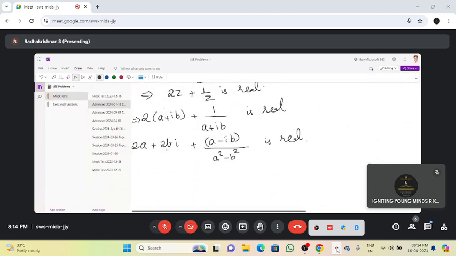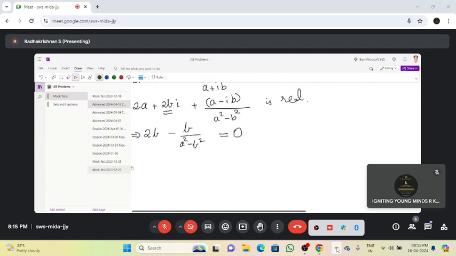what are the imaginary parts here? 2b. Here it is minus b divided by a square minus b square. So this is the imaginary part, 2b minus ib by a square minus b square, and this should be equal to 0, because if that has to be real, the imaginary part of that complex number should be 0. It is also given that b is non-zero, so now we can divide by b.